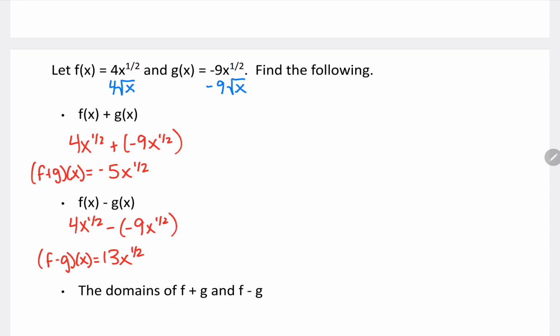But the domain, if you rewrite the rational exponents as radicals instead, you can see that we have even roots. So for both of those, f plus g of x and f minus g of x, our domain is x has to be greater than or equal to 0 so that we are not taking the square root of a negative number.